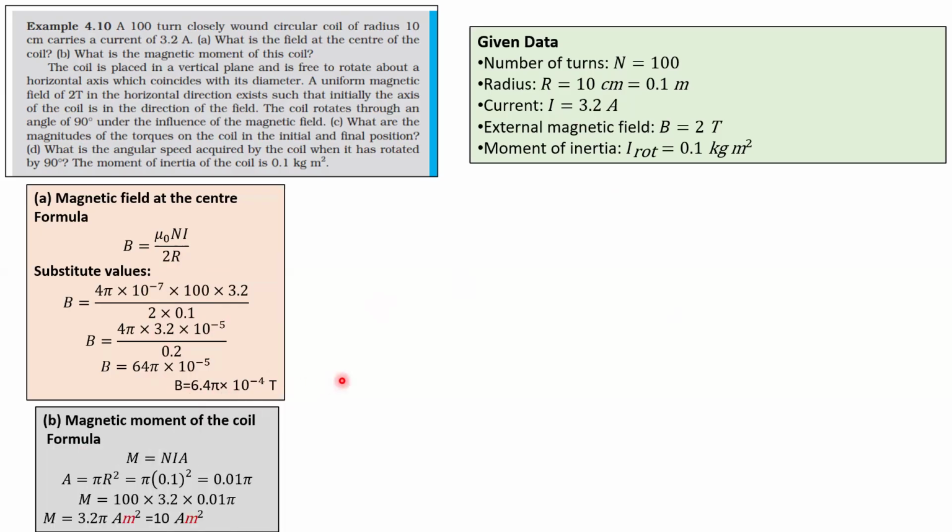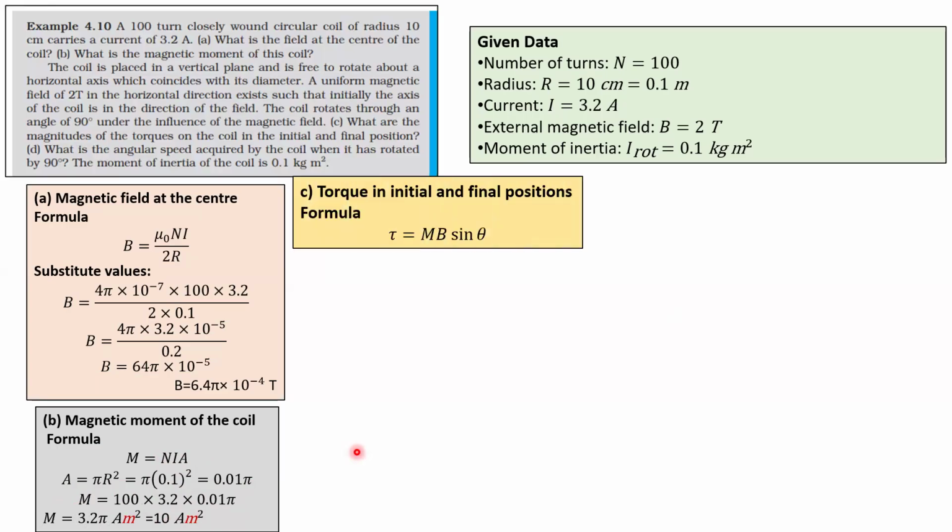Okay. Now, second part of the question. What is the magnetic moment? Magnetic moment equal to NIA, where N is number of turns, I is current, A is area of the coil. Area of the circular coil, pi r square, pi into 0.1 square, that is 0.01 pi. Magnetic moment becomes N is 100 into current 3.2 into area 0.01 pi. If you simplify, you are getting nearly 10 ampere meter square. That is magnetic moment. Now we'll go for the next part.